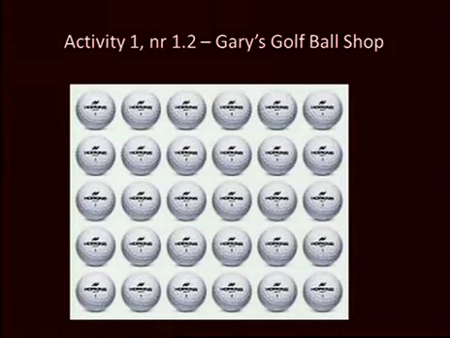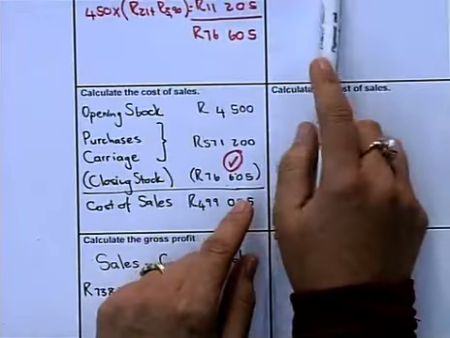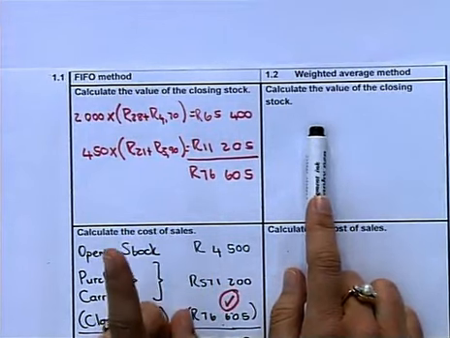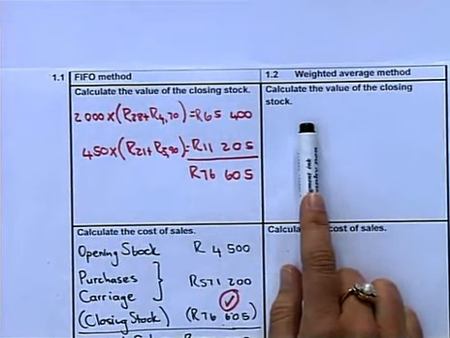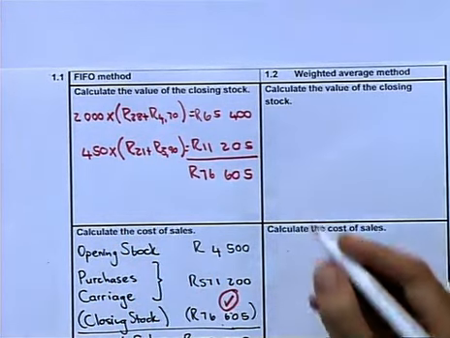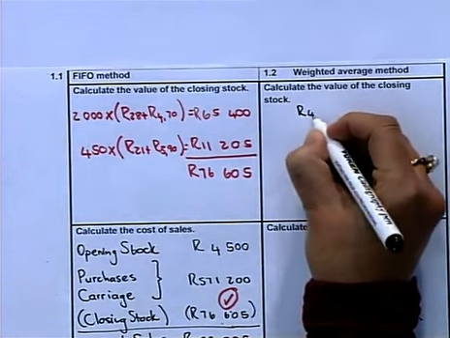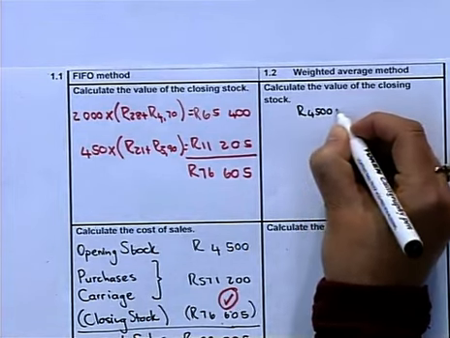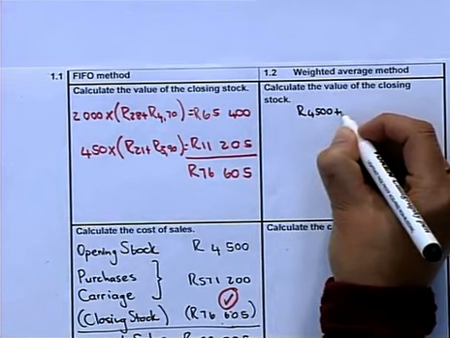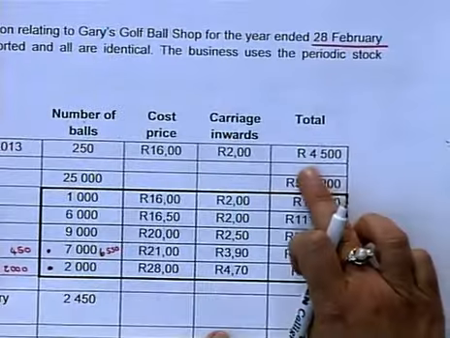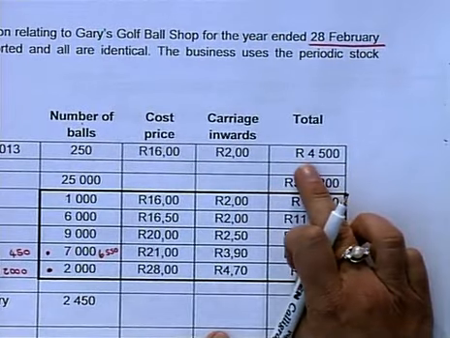Okay, first of all, it says calculate the value of closing stock. But now this time, remember, I'm using the weighted average. So first of all, I have to calculate a weighted average for my stock. Remember, the opening stock was 4,500 Rand from your information. Make sure you find that. The opening stock, let me just show that to you again, was 4,500 Rand.